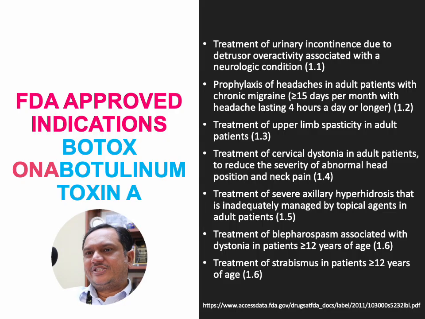There are specific FDA approved indications, although there are many unapproved indications that we use it for all the time. I have not updated this list. This is from 2016. I've not gone back to update it because we don't follow the list, but it gives you an idea of the kind of conditions that have been looked at. It has been FDA approved for urinary incontinence by detrusor overactivity, where you can do bladder injection, headache, chronic migraine, upper limb spasticity, cervical dystonia, severe axillary hyperhidrosis or excessive sweating, blepharospasm, and strabismus. But as I mentioned, there are many unapproved indications that we use all the time that we can talk about in the workshop.